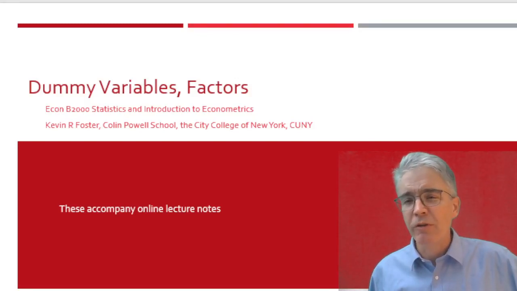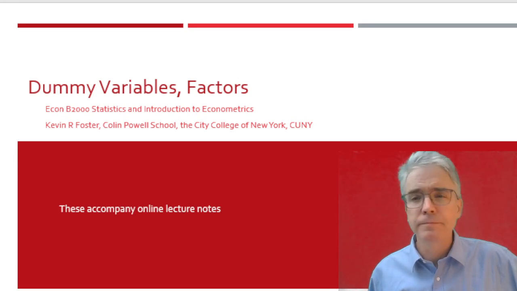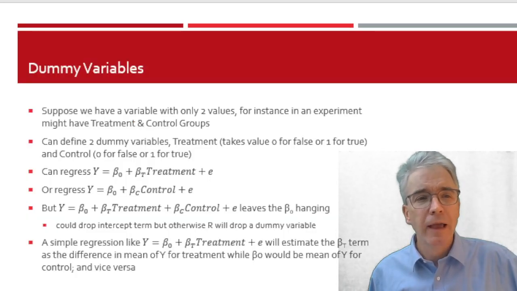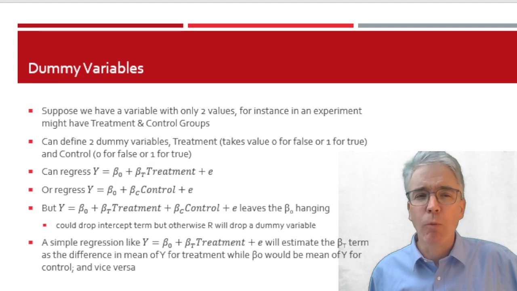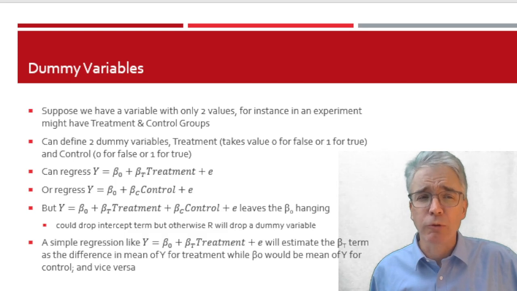Let's put dummy variables into our regressions, or as R calls them, factors. A dummy variable takes a value of 0 or 1 depending on some logical condition. Usually 0 is false and 1 is true. For instance, suppose we do an experiment, so each subject is either in the treatment group or the control group. Nobody's in both, everybody's in either one or the other.